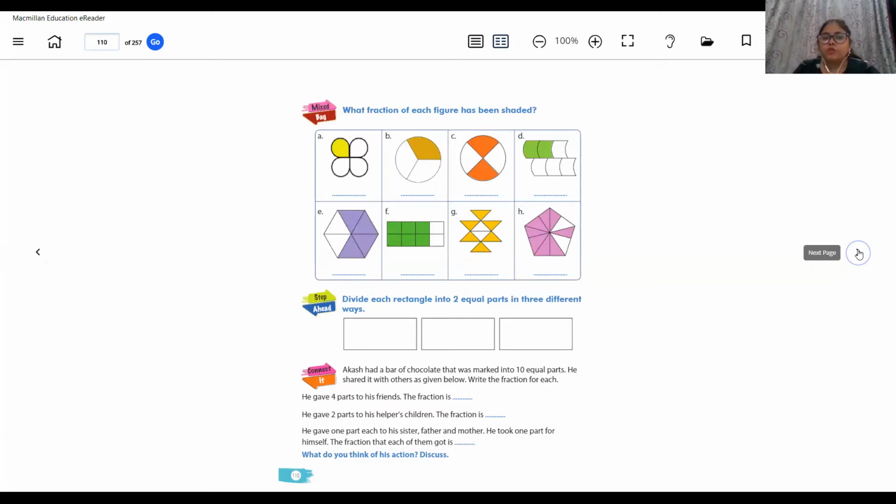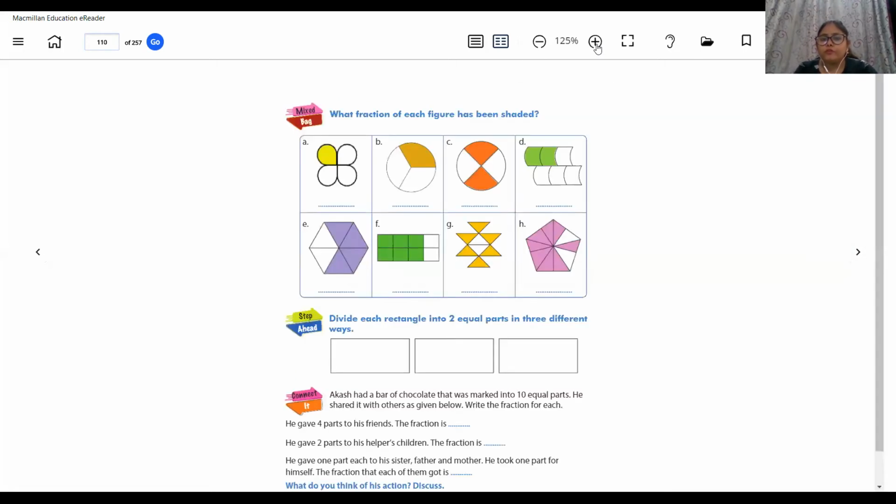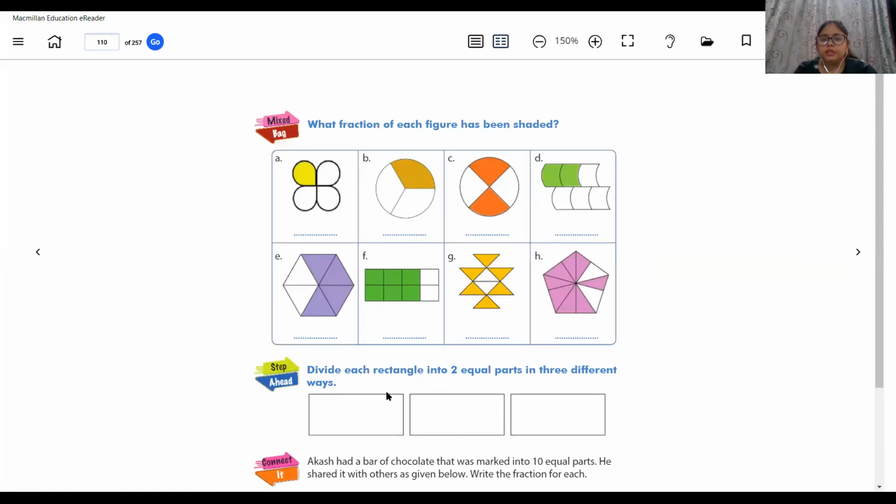Now what you have to do, see there is one step ahead. Divide each rectangle into 2 equal parts in 3 different ways. So children, this is the homework for you. See, there are 3 rectangles, 1, 2, 3. You have to divide them into 2 equal parts in 3 ways. Everyone complete it on your own. Okay, this is the homework for you.